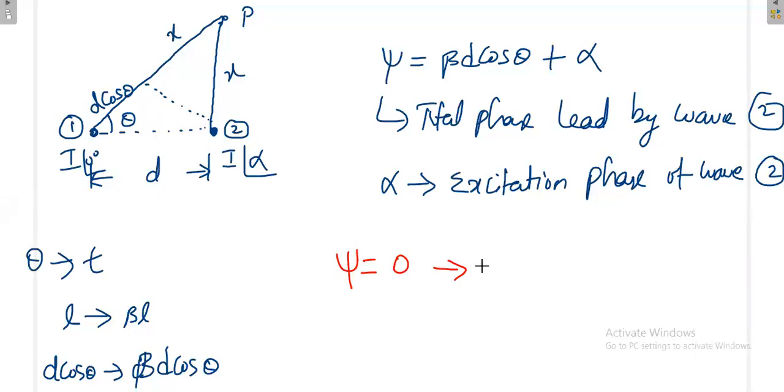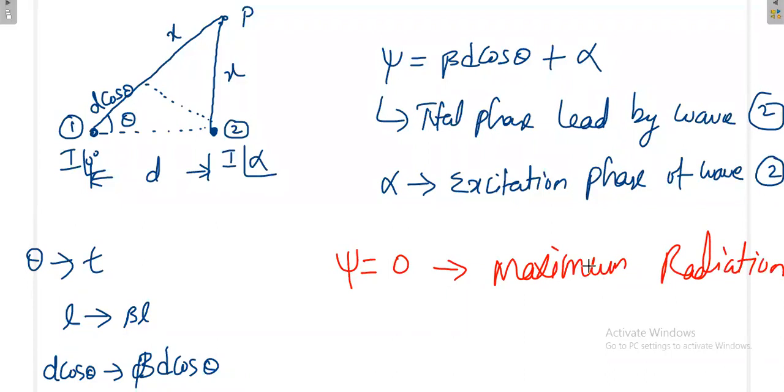Okay, it will give you some direction, because when psi is equal to 0, that is the condition for maximum radiation. Very important. Why this is true, I will tell you later. Whenever psi is equal to 0, that is the condition for maximum radiation. Indirectly, it will give you the direction of maximum radiation. So what is the condition to find the direction of maximum radiation? Psi is equal to 0.